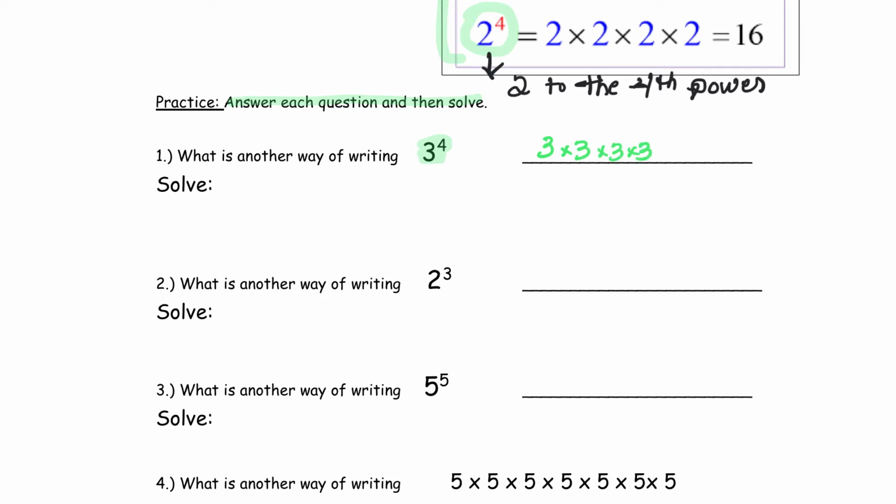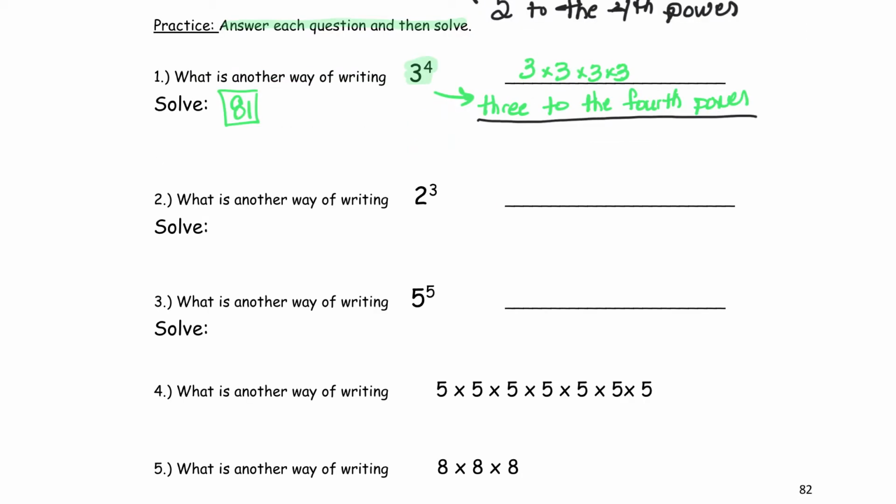And then we can just pop it in our calculator, and we multiply 3 times 3 times 3 times 3. It says to solve, our final answer is 81. But we could also write it as 3 to the 4th power. Please write that down. Pause the video. And there you have it.